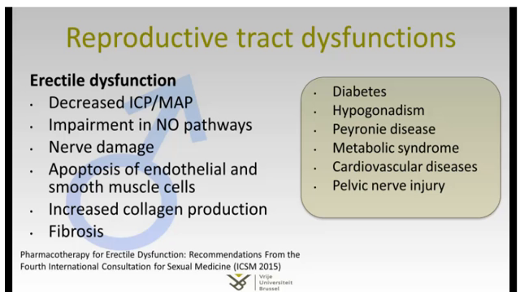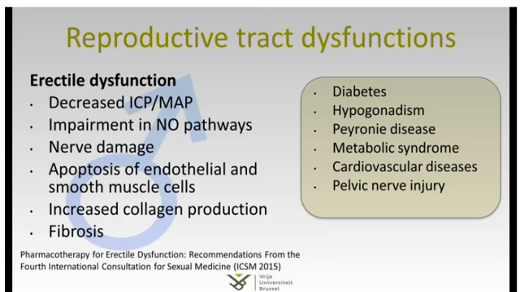The main feature of erectile dysfunction is a decreased intracavernosal pressure. It means an impaired blood flow that causes the erectile dysfunction. On top, we see impairment in the nitric oxide pathways, which are also related to vasodilation and an increase in blood flow. We observe damage at the level of nerves, but also at the level of endothelial and smooth muscle cells. We observe an increased apoptosis of these cells. And concomitantly, we observe also an increase in collagen production and the appearance of fibrosis.